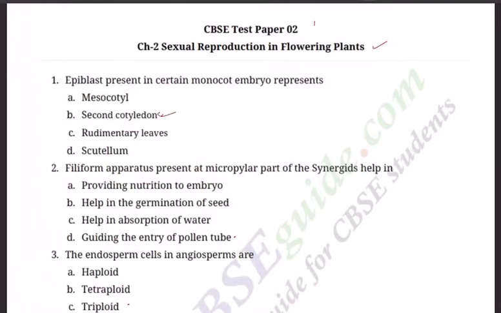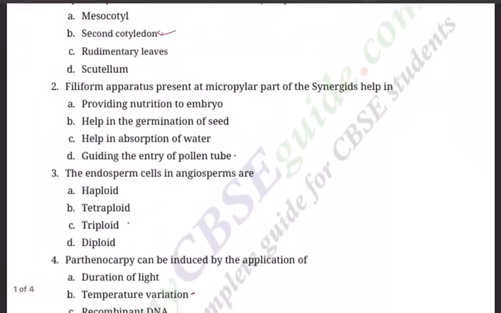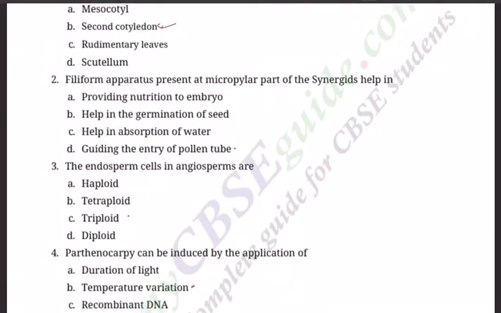Of course this should be secondary cotyledon. Question 2: filiform apparatus present at micropylar part of the synergids help in providing nutrition, help in germination of seeds, help in absorption of water, or guiding the entry of pollen tube. This is the function of filiform apparatus. Question 3: the endosperm cells in angiosperms are 3N. So haploid, tetraploid, or triploid. 3N, triploid, not diploid, of course.